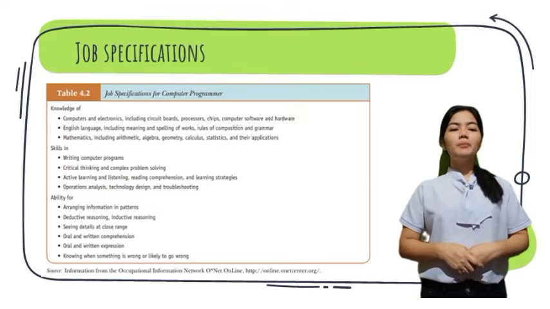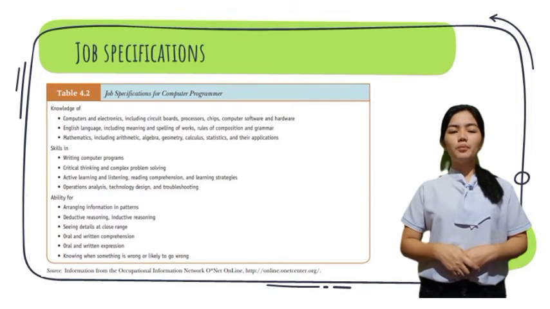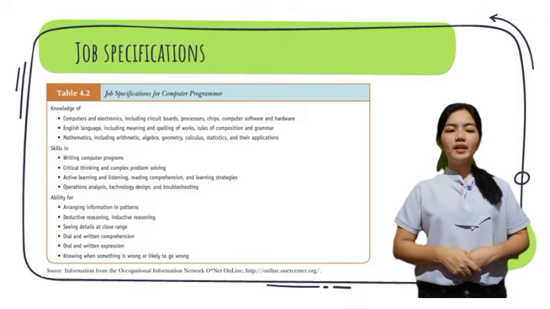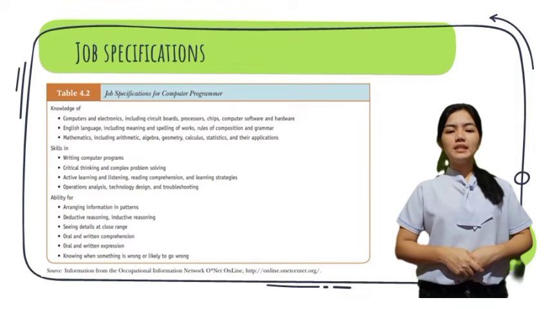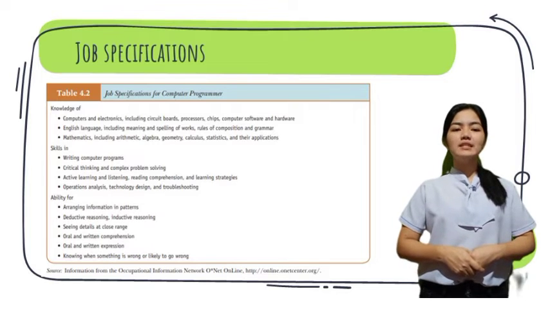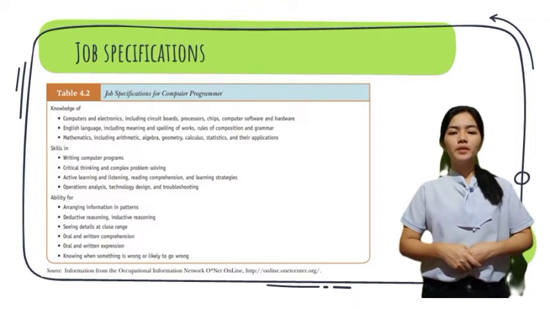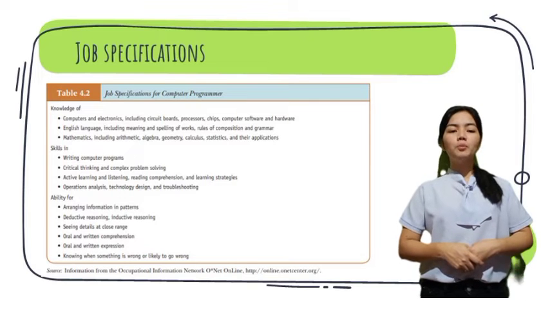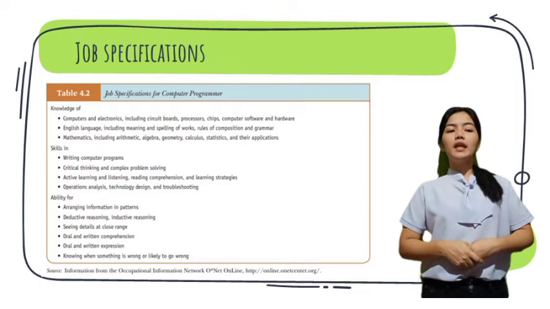The final step uses job analysis information to create job specifications. Job specifications identify the knowledge, skills, and abilities that workers need in order to perform the tasks listed in the job description. An example of a job specification for the position of computer programmer is shown in Table 4.2.